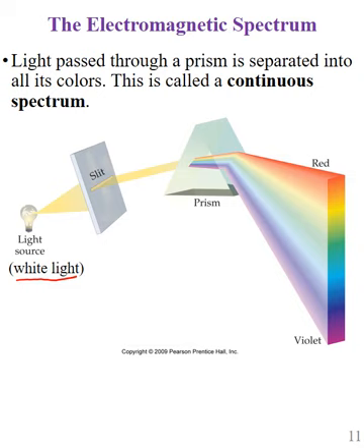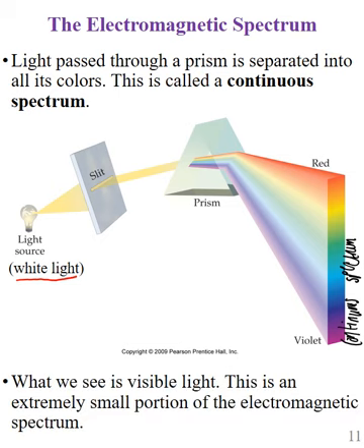The prism can separate the white light into its colors, and this is called the continuous spectrum, since we have a continuous display of light. So we have red, orange, yellow, green, blue, purple, all the way down to violet. So this is known as the continuous spectrum. Notice how there's no gaps in the light source. It just goes purely from red to violet.